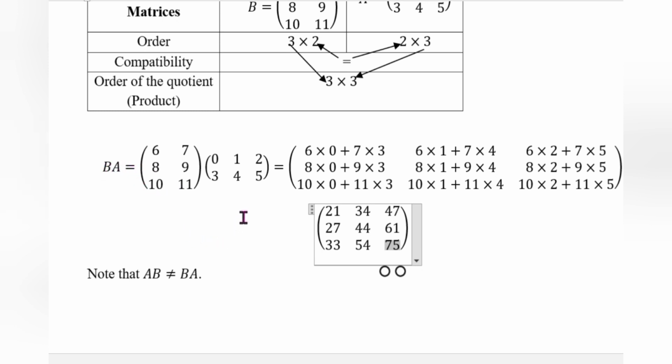Now you realize from the example, the two examples we have here, or the two workings we have done, that the answer you get when you multiply matrix A by B is not the answer that you get when you start writing B and then you multiply by matrix A.